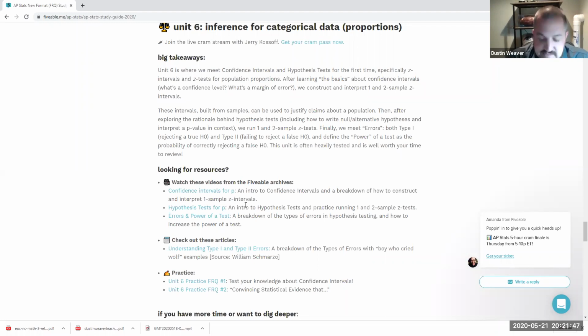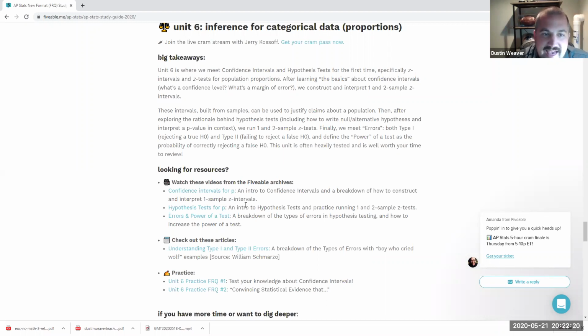So after learning the basics about confidence intervals, like what is a confidence level? What does that mean? That means 90, 95, 99%. What's a margin of error, which is how far, that's what comes after the plus or minus, right? It's how far you go up and how far you go down from your point estimate. We construct and interpret 1 and 2 sample Z intervals. These intervals, which are built from samples, can be used to justify claims about a population.